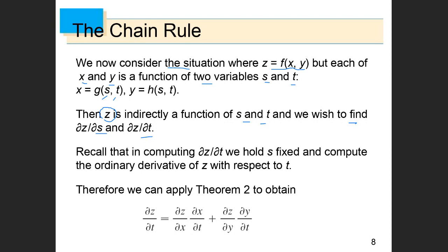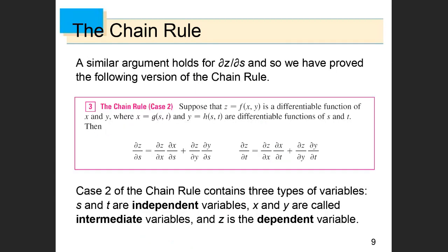So now let's recall that in computing dz over dt, or differential z to differential t, we hold s fixed, constant, and compute the ordinary derivative of z with respect to t. So we'll do just a similar thing. Therefore, we can apply the previous theorem, and we obtain the following. First of all, differential z over differential t is differential z with respect to x times dx over dt, plus dz over dy times dy over dt. Okay. So this is for the first part, and now what remains is, if you plug here s instead of t, you end up with the second formula for the derivative of z with respect to s. You just change the s by t or t by s, you get two similar forms.